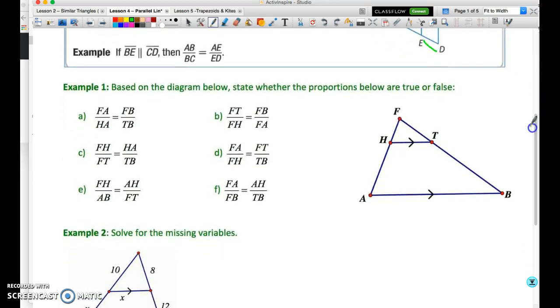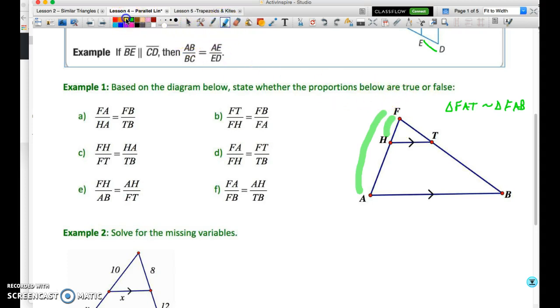In this first example, really what we're being asked to do is to determine which of these statements are true and which of them are false. To help you with that very quickly, I'm going to mark the sides of the triangle that are corresponding. Side FH is going to correspond to side FA. This is based on the fact that triangle FHT is similar to triangle FAB. Let me write that up quickly. Triangle FHT would be similar to triangle FAB, and that would be because of AA, with our parallel lines and our corresponding angles.